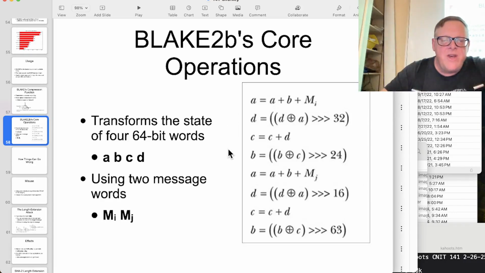And here's the core operation. You have 4 64-bit words, and here are the transformations. And as you can see, like the other things we've studied, these are simple things like XOR and shift to the right, shift to the left, addition, simple operations designed to be fast on computers. All right.